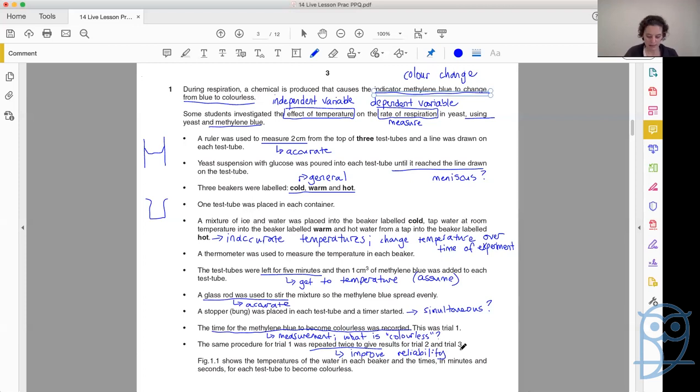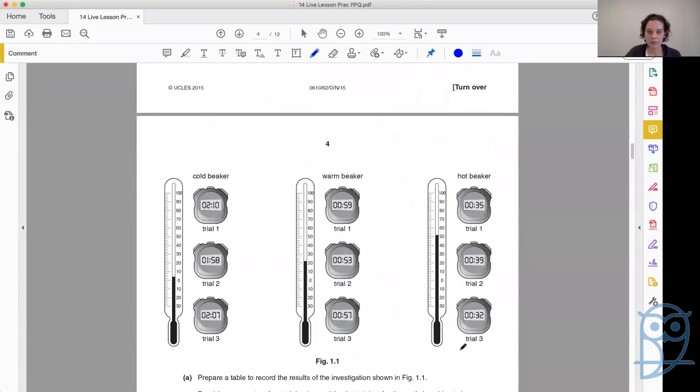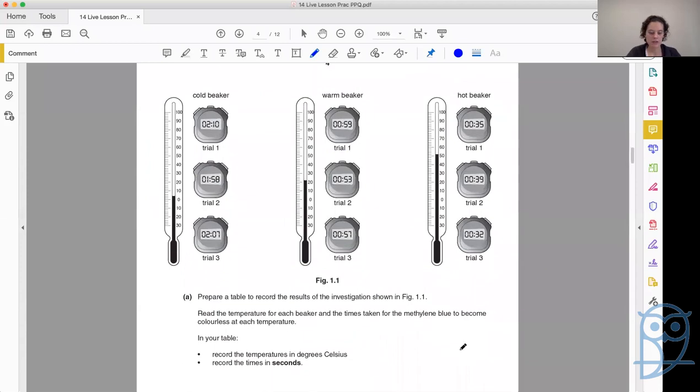Right, so what happens next? Figure 1.1 shows the temperature of the water in each beaker and the times in minutes and seconds for each test tube to become colorless. So let's find figure 1.1. Here it is. Now, remember, minutes and seconds is always an issue in our life. When it comes to these sorts of things, we don't want minutes and seconds, we always want seconds. So we're going to have to do some conversions here.